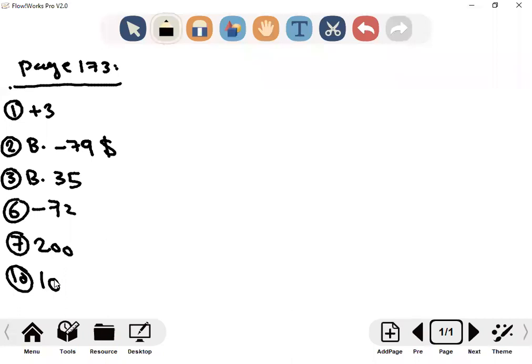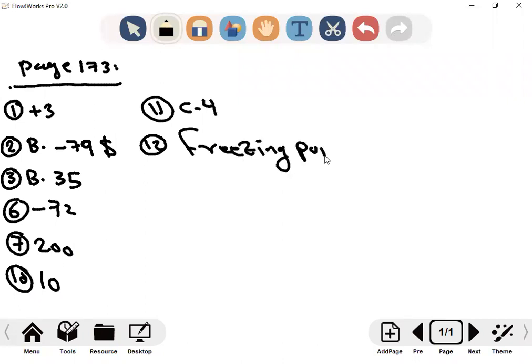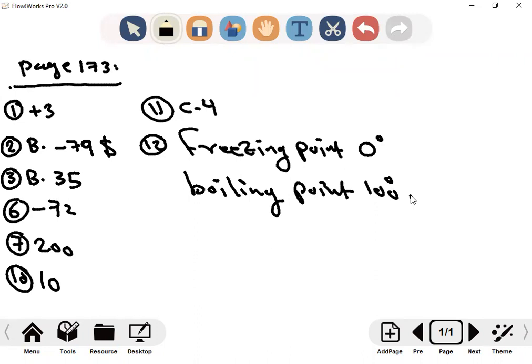Hala? Question 11, the answer is C, which is 4. Then 12, we have two parts. We have freezing point and boiling point, right? Now the freezing point at 0 degree, right? And the boiling point at what? 100 degree. Right?